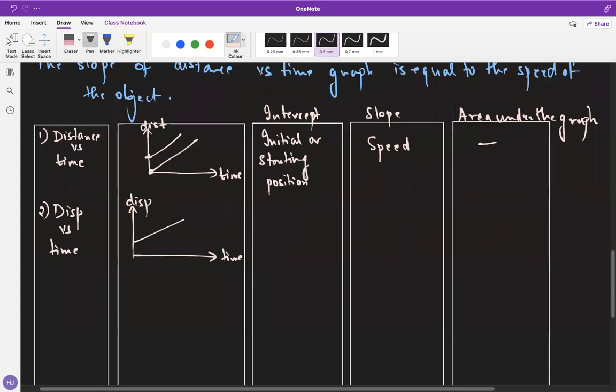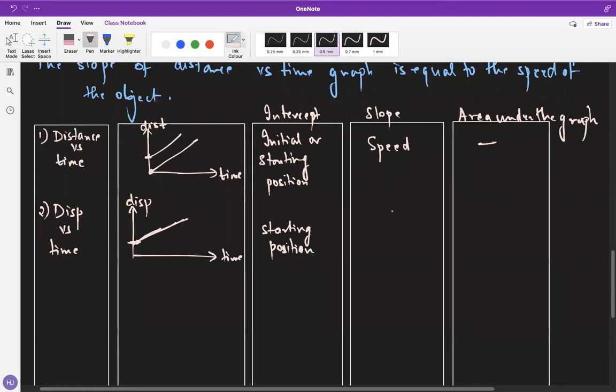Is it distance, displacement from starting position? But this is the starting position, right? Origin is not the starting position. For instance, I'm tracking your motion and I got a graph of your displacement versus time as the shape that's shown here. It means where did you start your motion from here, not from the origin, correct? So this is again the same as starting position.